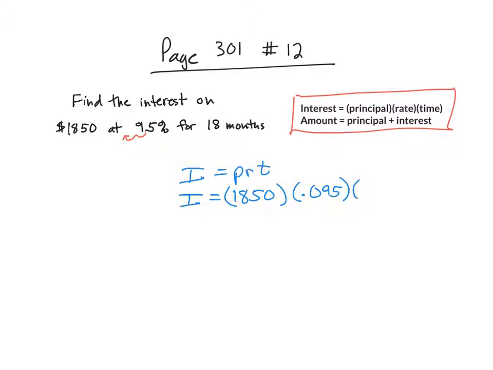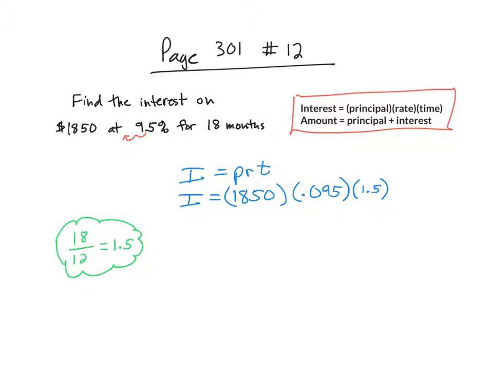Don't make the mistake of putting an 18 there. We need the time in years. So 18 months is 1.5 years. So I could put 1.5, or if I wanted to, I could come over here and say 18/12, and then put that into my calculator, and that will give me my time in years. So if you divide by 12, that will give you the time in years.